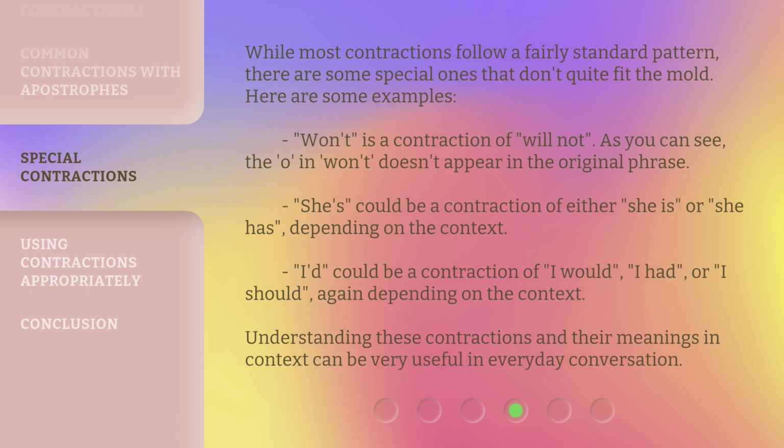She's could be a contraction of either she is or she has, depending on the context. I'd could be a contraction of I would, I had, or I should, again depending on the context. Understanding these contractions and their meanings in context can be very useful in everyday conversation.